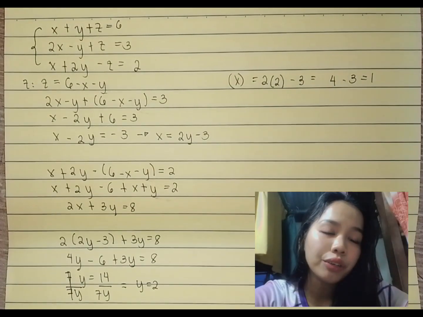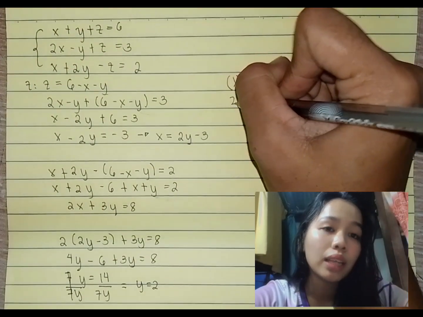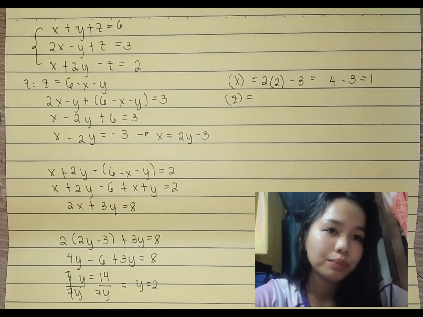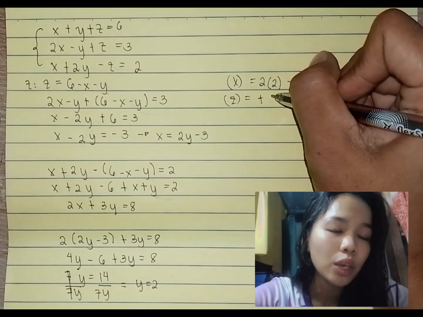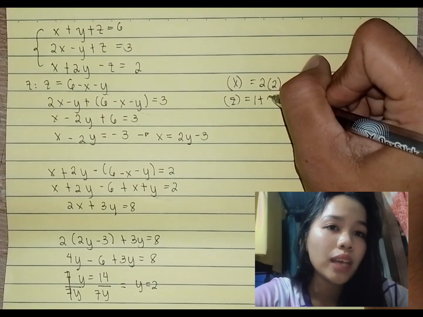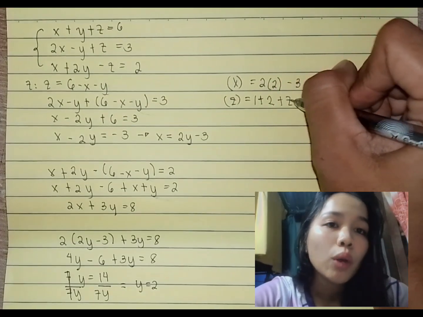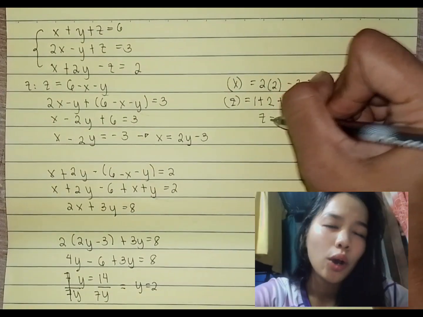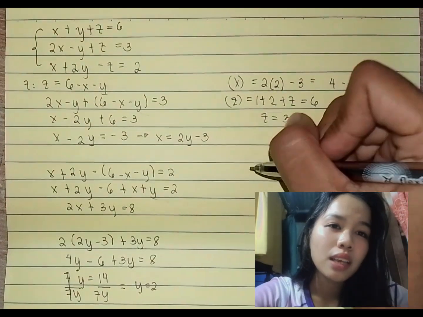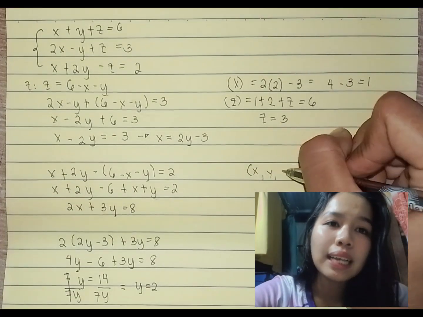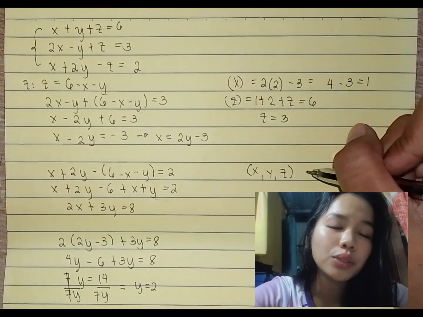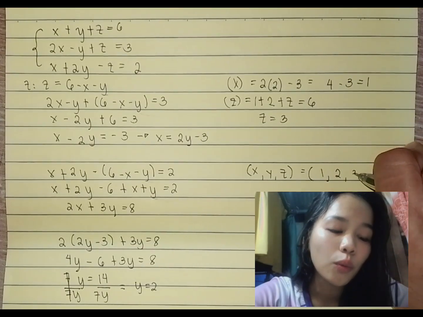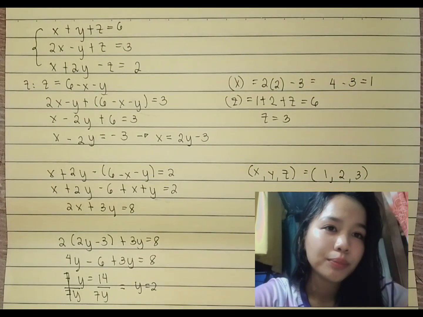So, to find the value of x, we need to substitute that y is equal to 2 into equation number 4. To find the value of z, we need to substitute the values of x and y into an equation, where x is equal to 1 and y is equal to 2. So for the last example, the final solution that we get is that the values of x, y, and z are 1, 2, and 3.